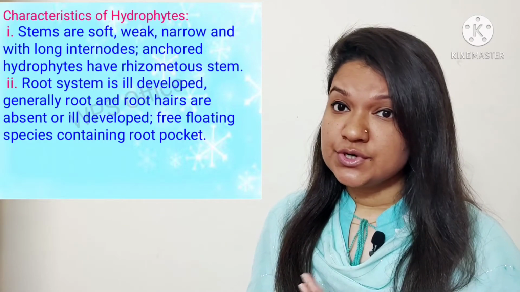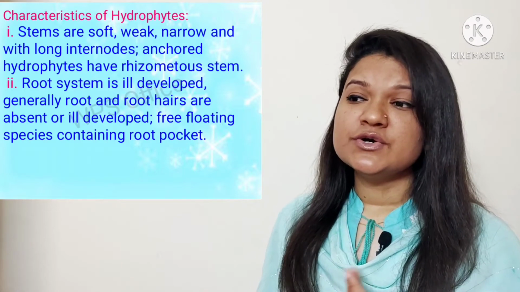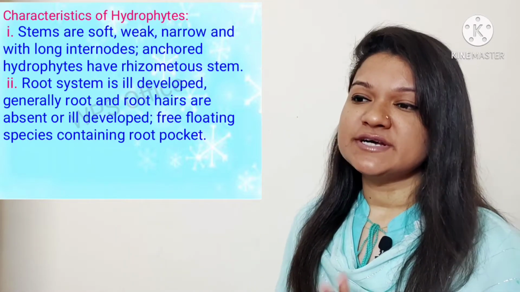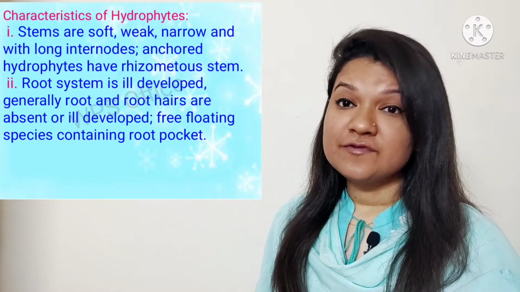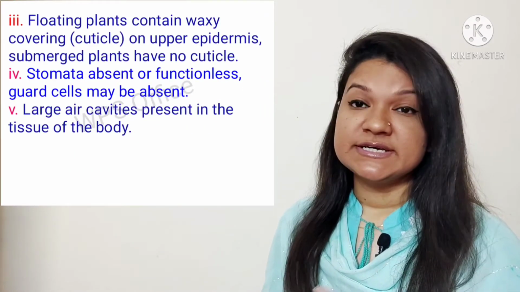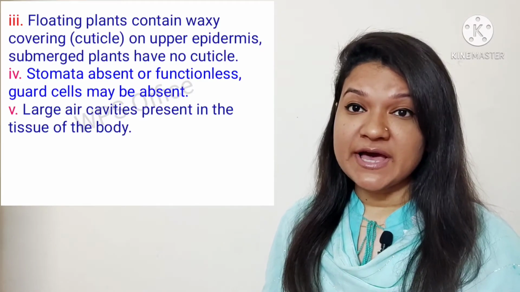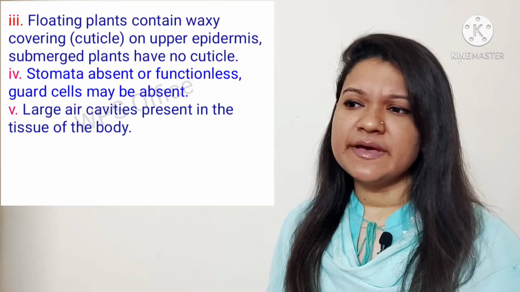Number 2, root system is ill developed. Generally, root and root hairs are absent or ill developed. Free floating species contain root pockets. Number 3, floating plants contain waxy covering on upper epidermis. Submerged plants have no cuticle. Number 4, stomata absent or functionless. Guard cells may be absent.